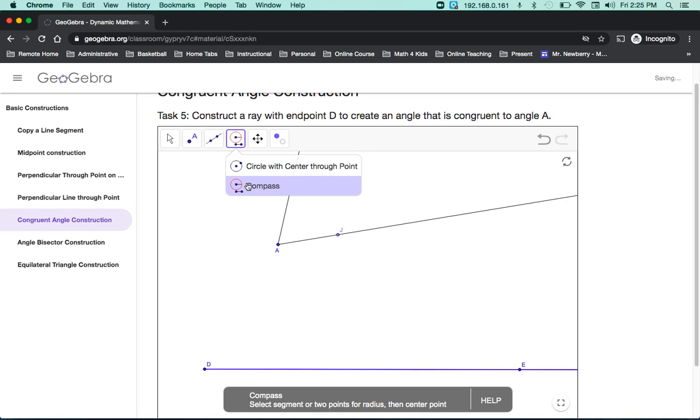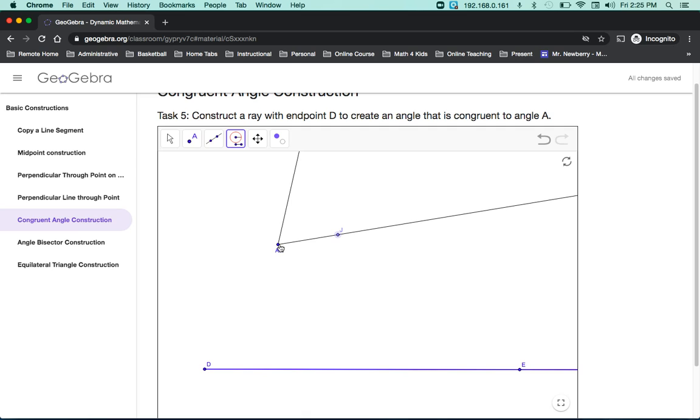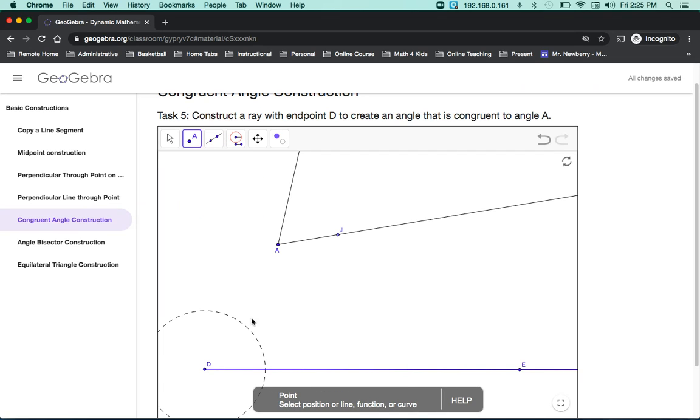Now I'm going to go to my compass, and I'm going to click J first and A second. All right. Now what I have here is a circle, a compass, so I can move it, but I know it's the same length from A to J. That's what the radius length is. I'm going to go down here, and I'm going to move it down here. So I know that if I put a point, actually I'm going to do the intersect tool just to make sure I'm on the intersection.